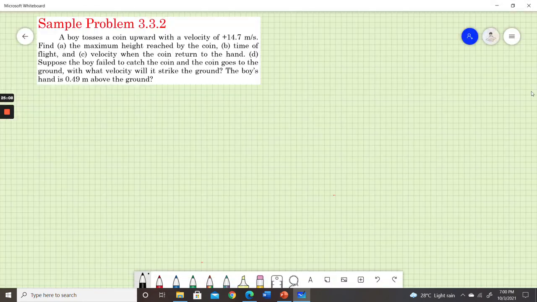Okay, so here is the same problem. Before I solve this, let's try to understand what is happening. So let's have a starting point. This point right here, let's use this as A, okay? And we know that this is the boy's hand.